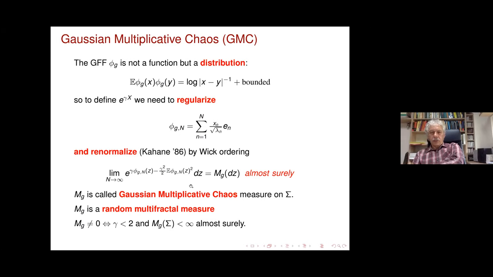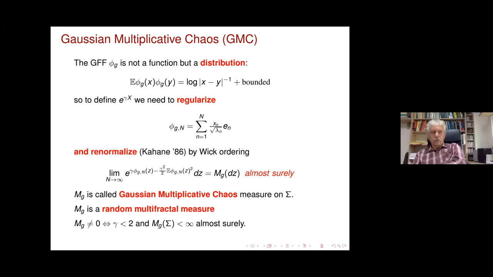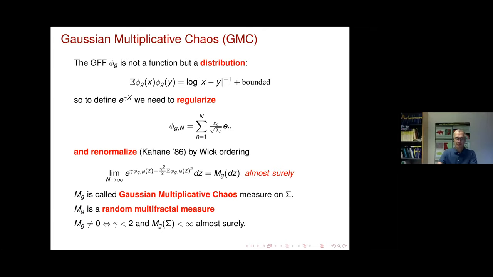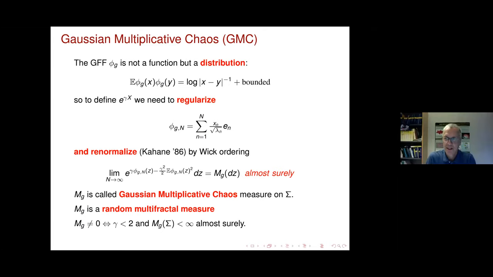Just to continue, what is special about the exponential? If you take any other function rather than exponential, you can also construct it. This is super-renormalizable, as you said. Yes. It's the one which is conformally invariant. Okay, so it is only the exponential that gives. Only the exponential.